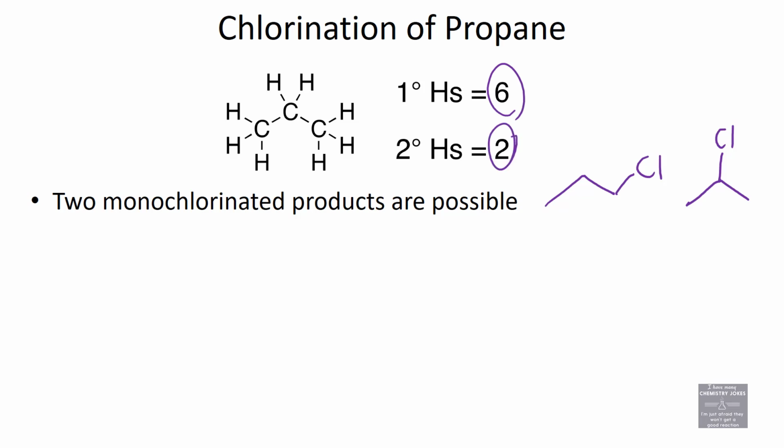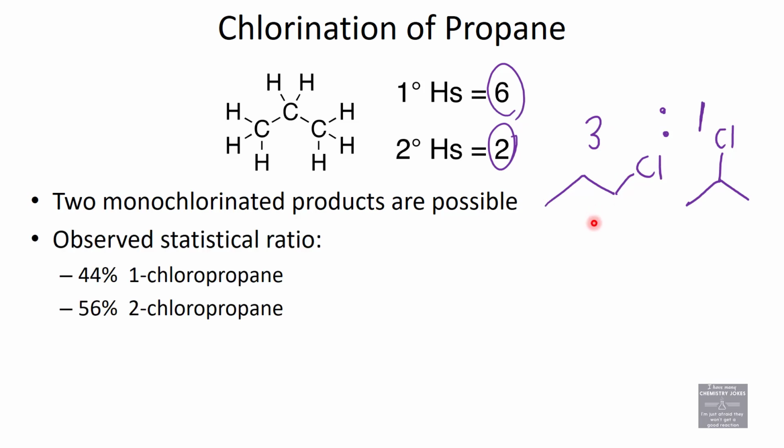All right. Based on the numbers here, we would maybe expect a 3-to-1 ratio of products. We would expect maybe that this one is our major product. However, in real life, that's not the case. In real life, we get 44% this and 56% that. So apparently something else is going on. There's some sort of stabilizing factor. It's not all about statistics.